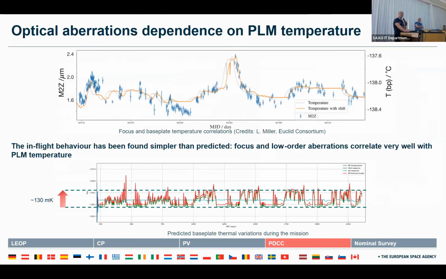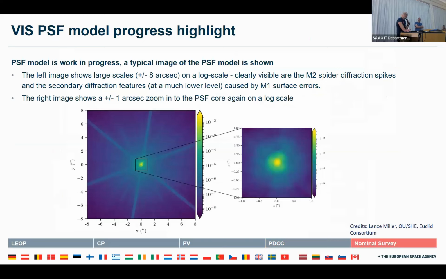But in the end, it actually turned out that the spacecraft is not reacting in a very complicated way to thermoelastic variations. It's mainly the focus terms, so lower-order Zernike polynomials can explain the thermoelastic variations. And this is just a highlight of the VIS PSF model. You see plus minus 8 arcsec, log scale on the left and the zoom on the right.